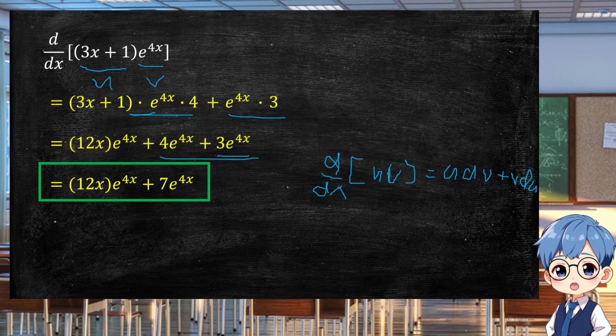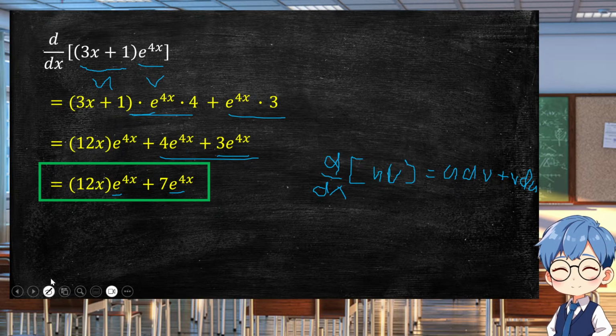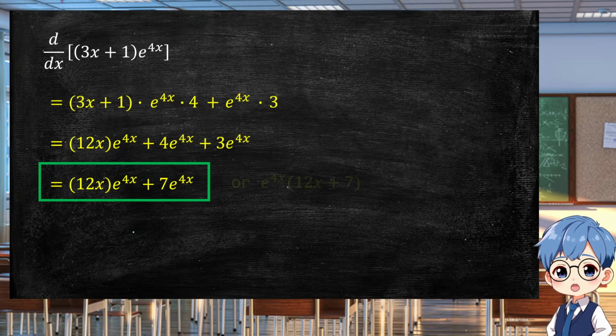Or you can actually factor out the common factor, e to the power of 4x. So for that, we can have this as final answer. So factoring out e to the power 4x, we have e to the power 4x times the quantity of 12x plus 7.